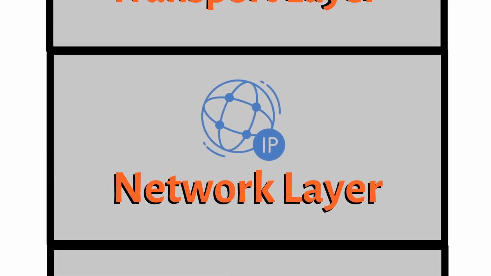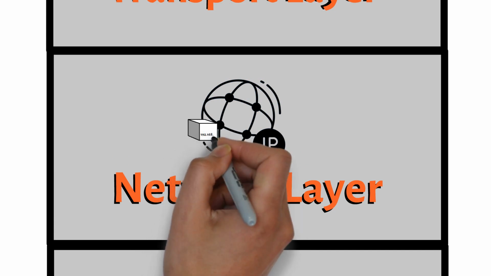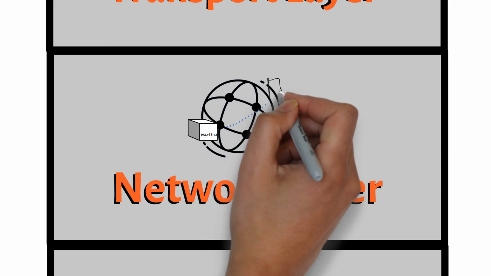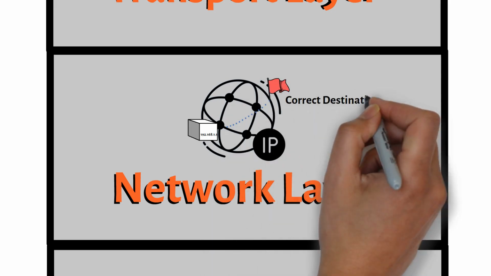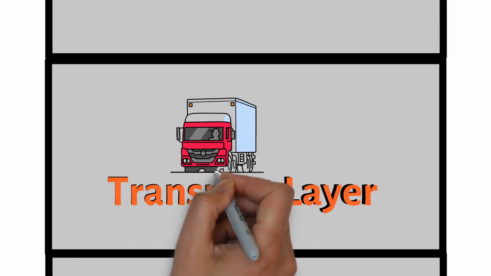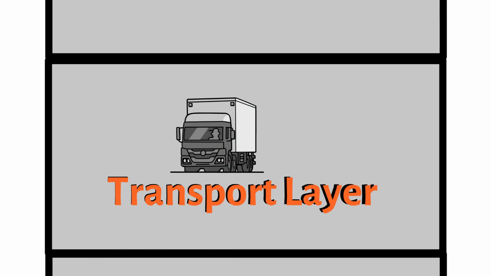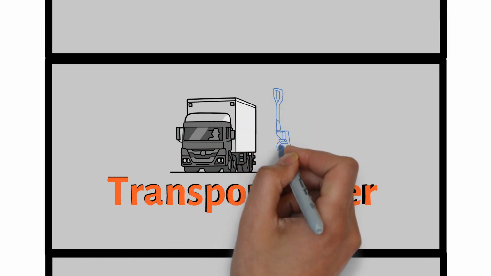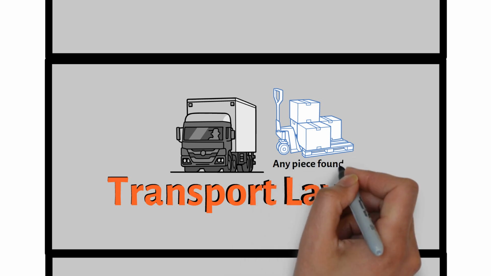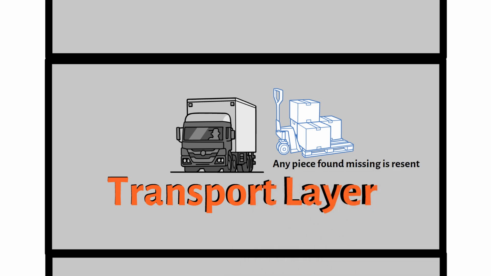The network layer works like a GPS. It assigns an IP address to the data and determines the best route through the network, making sure it reaches the right destination. The transport layer is like the delivery truck. It ensures that all the pieces of the data arrive in the right order and reassembles them correctly. If any piece is missing, it sends it again.